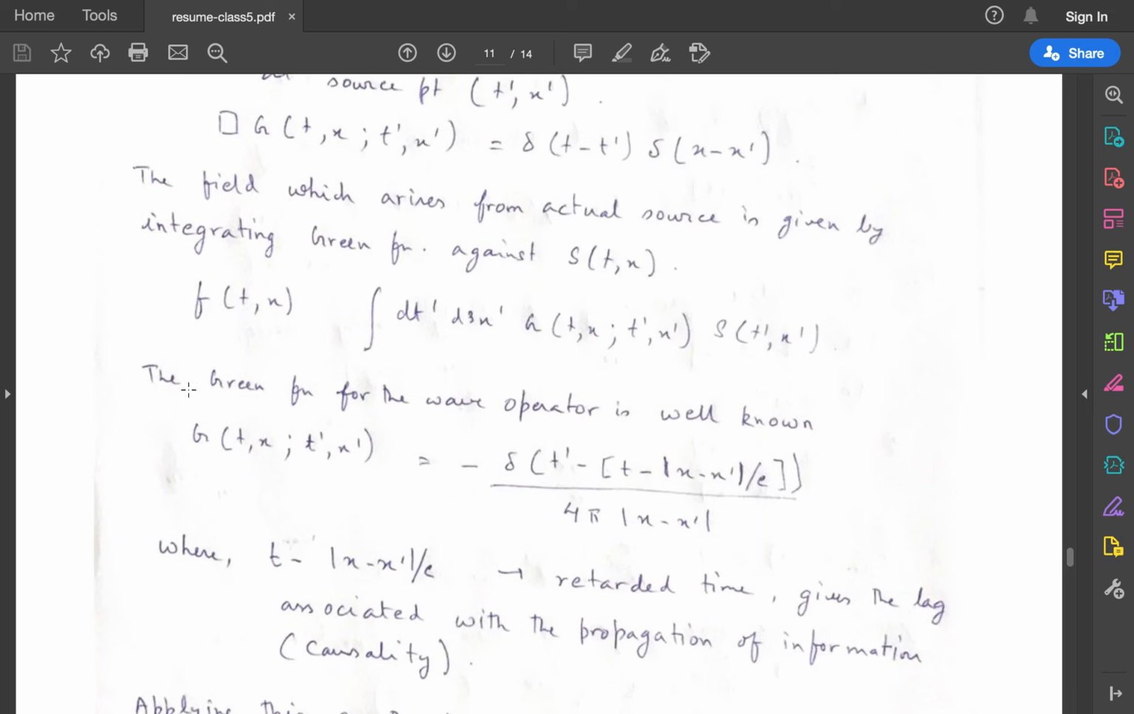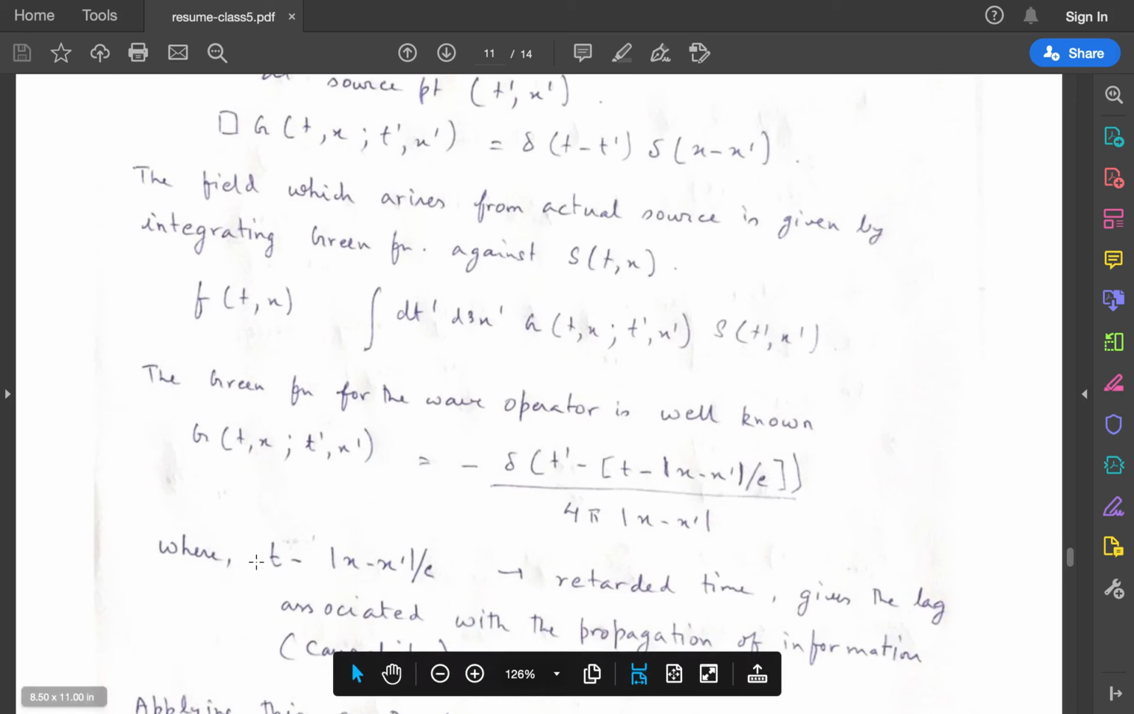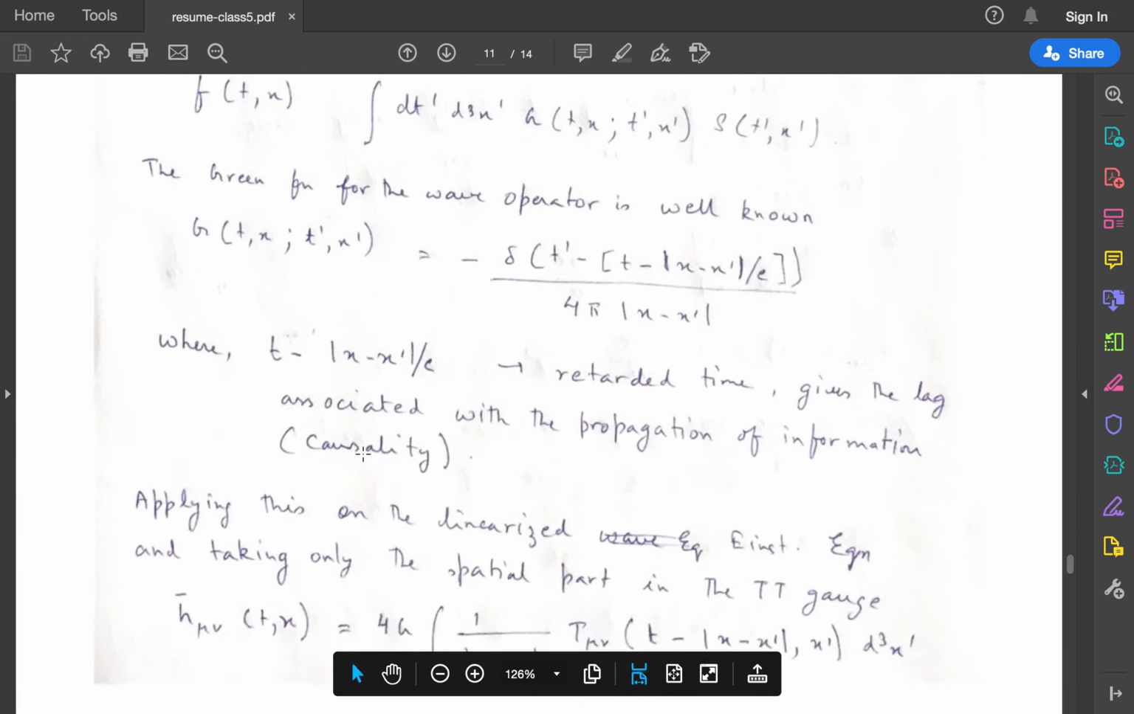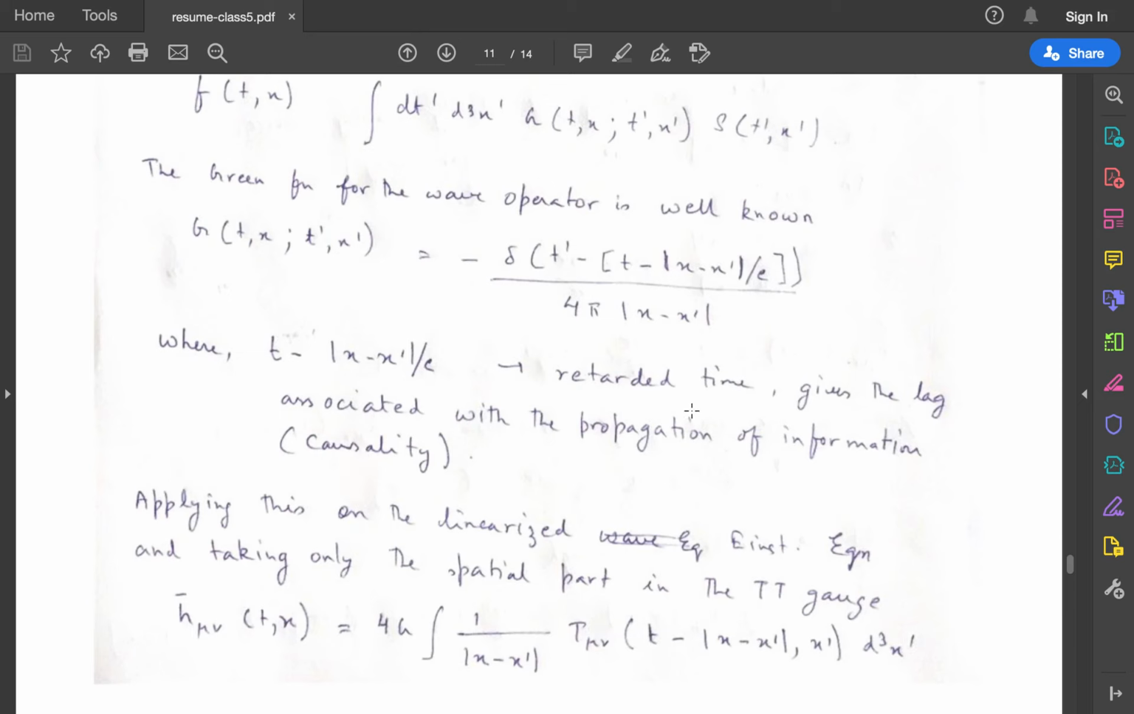We know many things about this Green's function operator. The Green's function for the wave operator is well known. It is a delta function of t' minus (t minus |x minus x'|/c), over 4π|x minus x'|, where this part is known as the retarded time. It gives the lag associated with the propagation of information. This comes from causality, meaning information travels at a maximum of the speed of light. This is the well-known form of the Green's function for the wave operator.